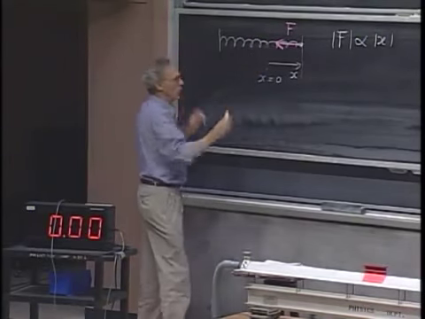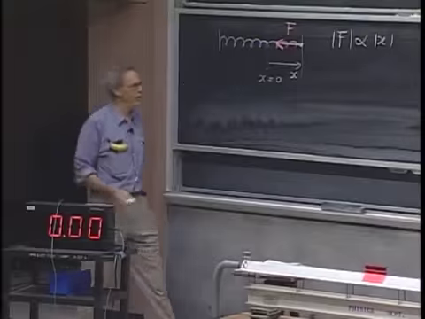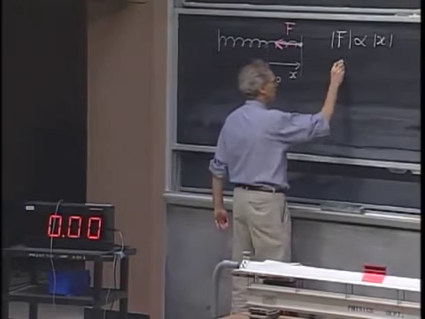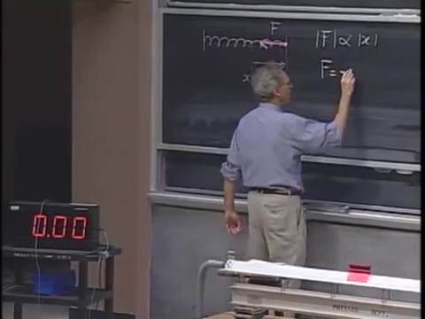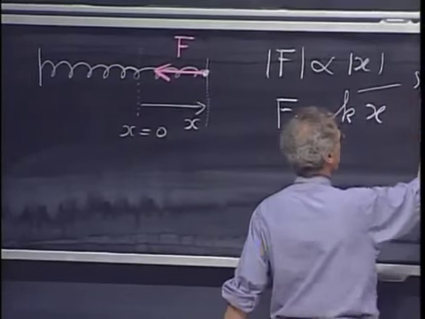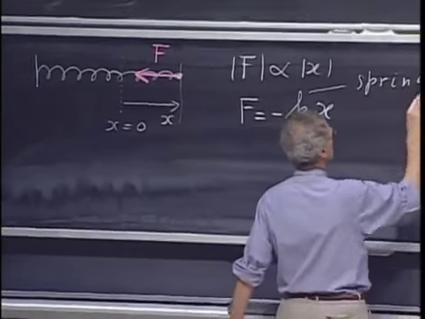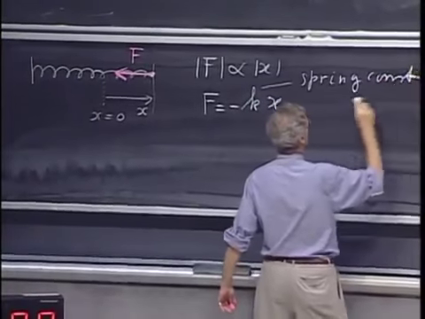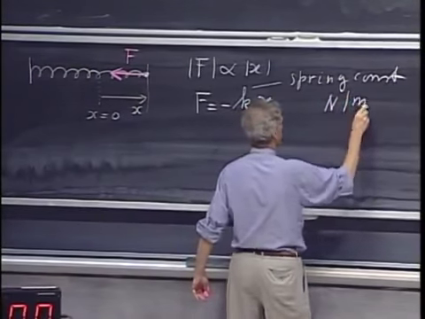This is a one-dimensional problem, so to avoid the vector notation, we can simply say that the force, therefore, is minus a certain constant, which we call the spring constant. This is called the spring constant, and the spring constant has units newtons per meter.